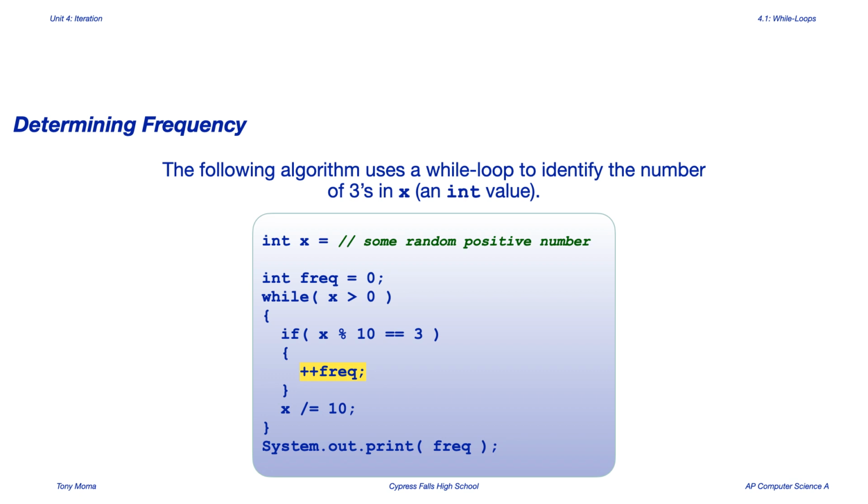After doing that evaluation, remove the digit. Then repeat this process on the next digit. Determine, is that digit equal to 3? If so, increase frequency by 1, then remove it. Repeat until the while loop ends, until all digits have been removed and x is no longer greater than 0. After that's done, print out the frequency.